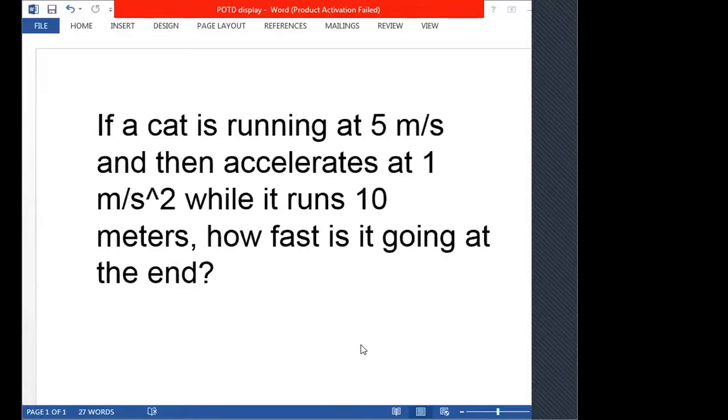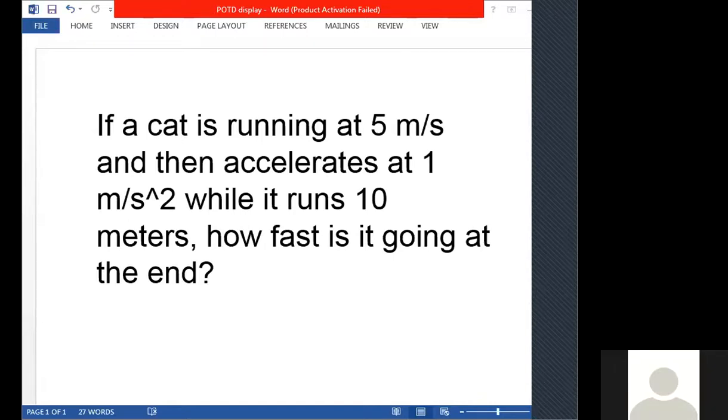All right, so we've got a cat running at 5 meters per second and accelerates at 1 meter per second squared while it runs 10 meters, and we want to know how fast it's going at the end of that. All right, so can somebody start by giving me one or two of the givens that we have here?